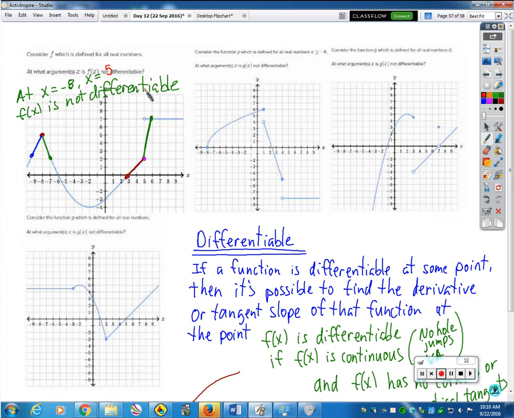Oh, please, sorry. So an example of it being differentiable would be like negative 6 on that same graph. Perfect. So if I go to x equals negative 6, this point, there's no holes, no jumps, no vertical asymptotes, there's no corners, it's not a vertical spot on the graph, so it is differentiable for sure. Perfect.